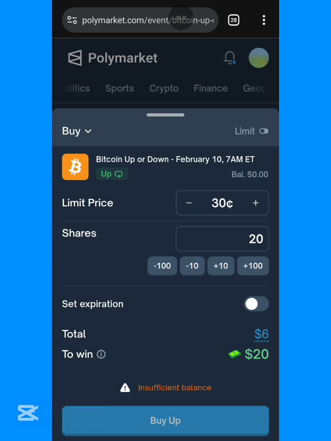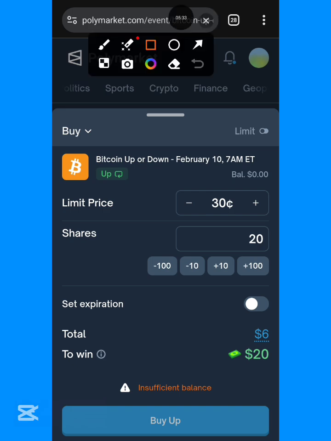Now, if I want to use limit order after I have bought it, if I want to sell it, you don't need to be watching the trade. You can just set limit order to sell as well. So how do you do that?